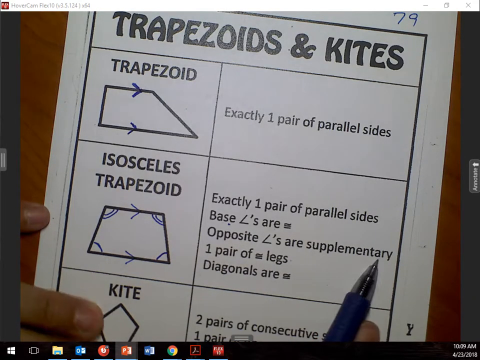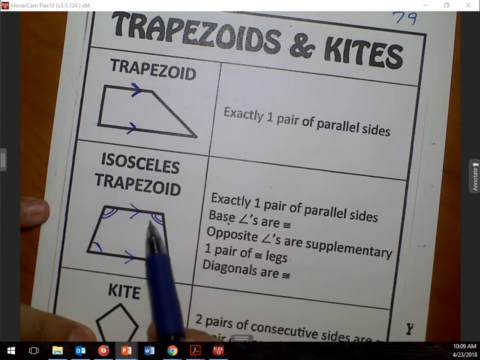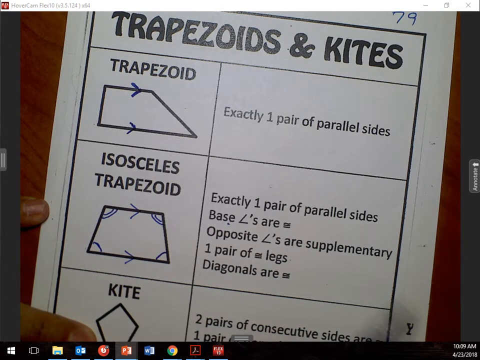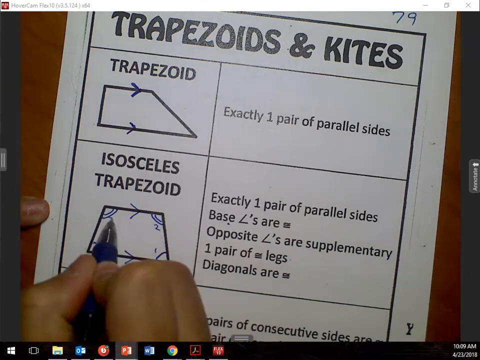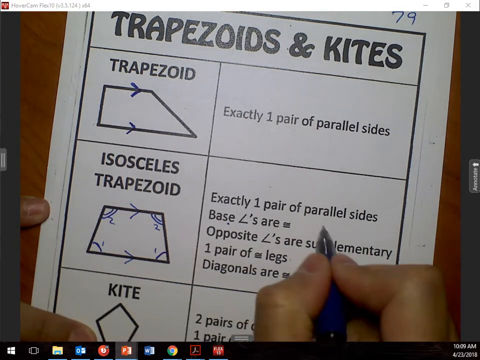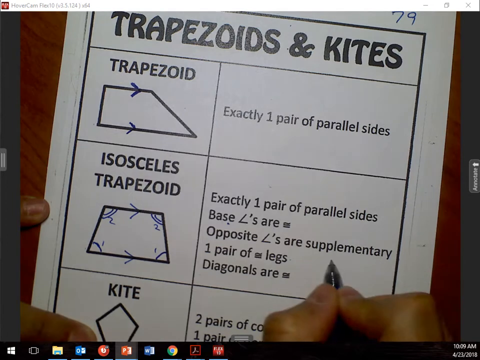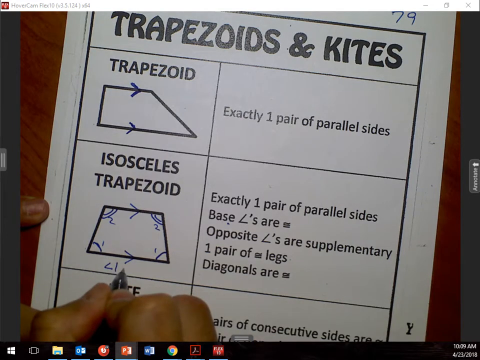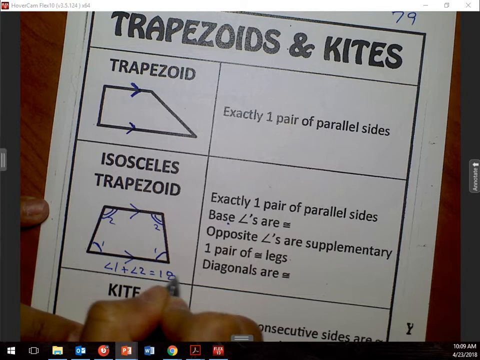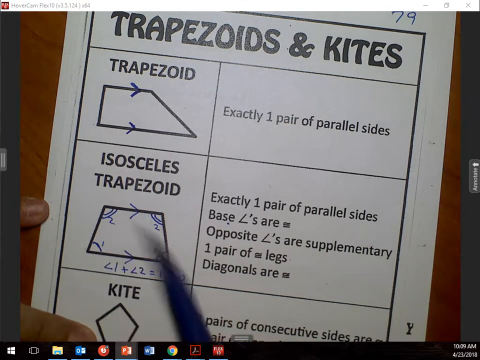Opposite angles are supplementary. So these ones right here will add up to 180, right? So let me say 1, 1, 2, 2. So we would say that angle 1 plus angle 2 equals 180. So any combination of that.